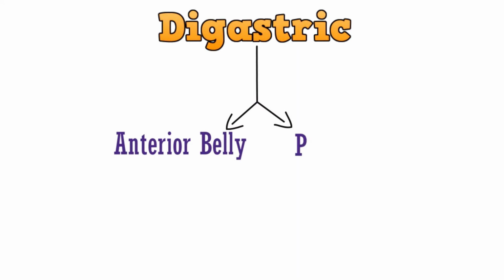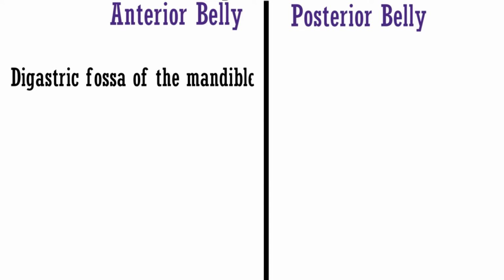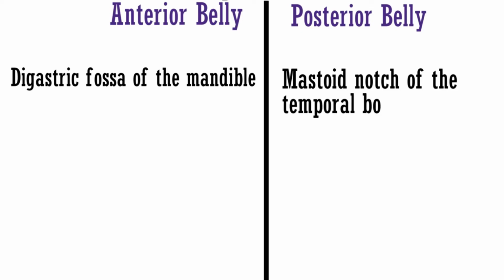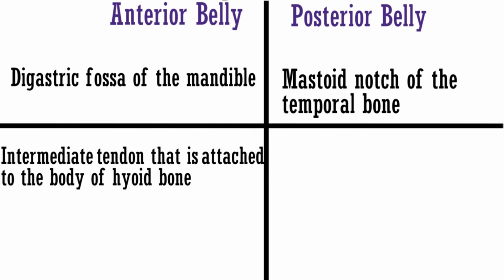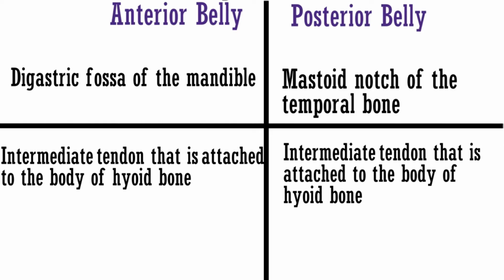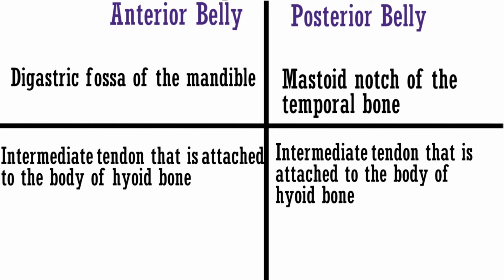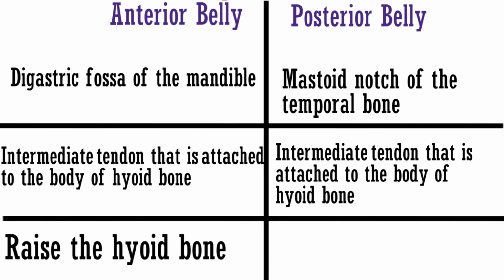First muscle is the digastric. It has 2 bellies, anterior and posterior. The anterior belly originates from the digastric fossa of the mandible, and the posterior belly originates from the mastoid notch of the temporal bone. Both the bellies meet at the intermediate tendon that finally attaches to the body of the hyoid bone. The action of the muscle is to raise the hyoid bone.